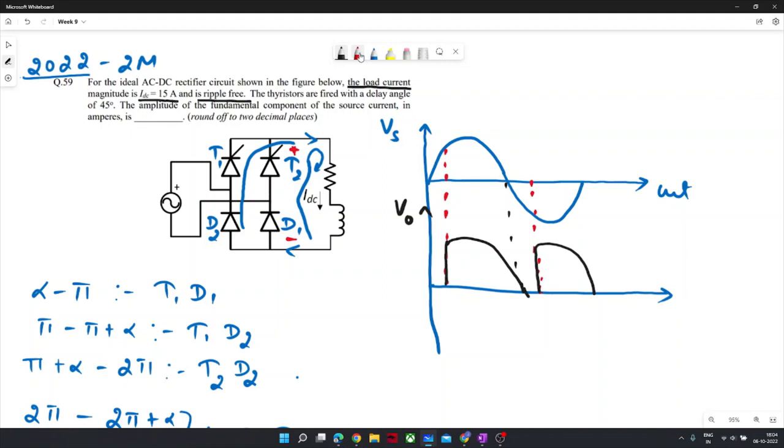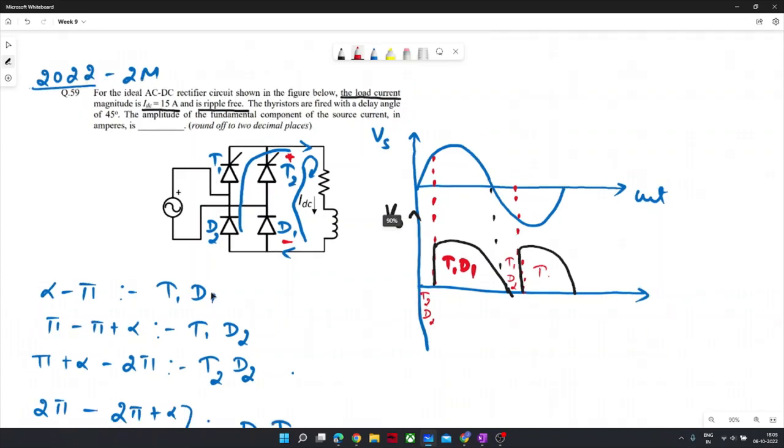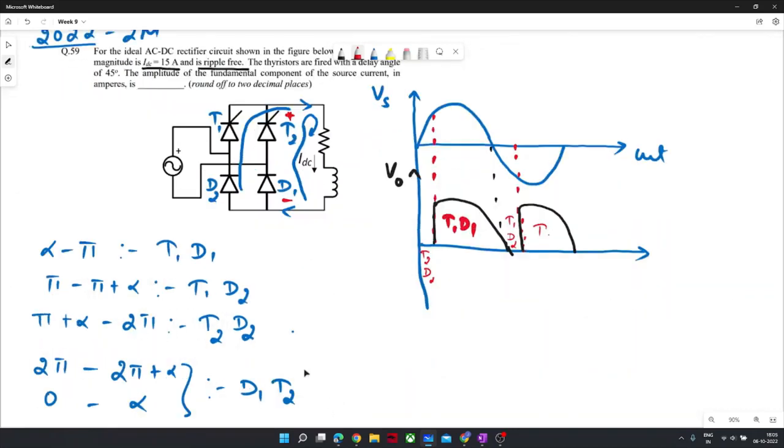Let me write the names of the devices which will conduct. Here D1 D1, here D2 D2, here T1, sorry, T1 D2, and here T2, sorry, here T2 D2, here T1 T2.